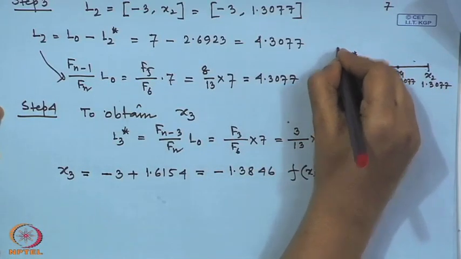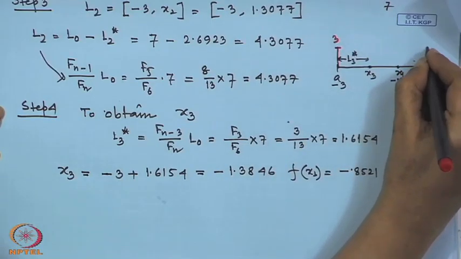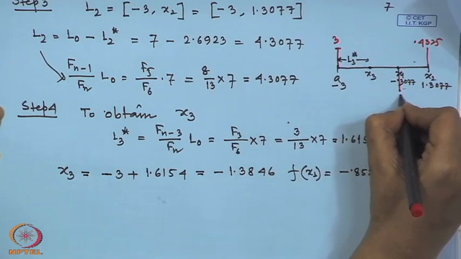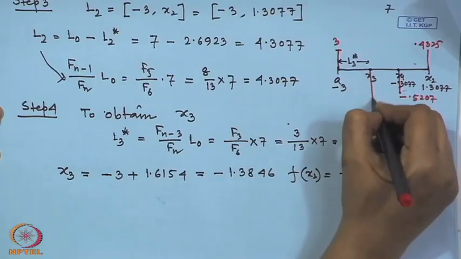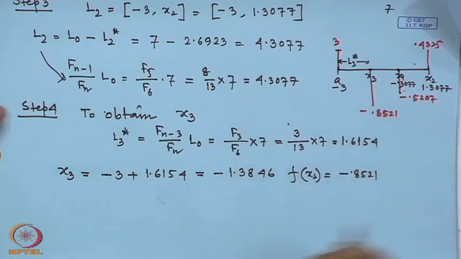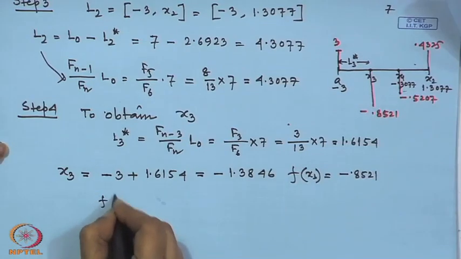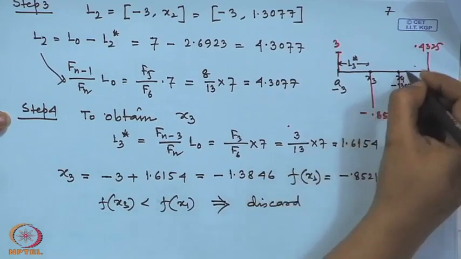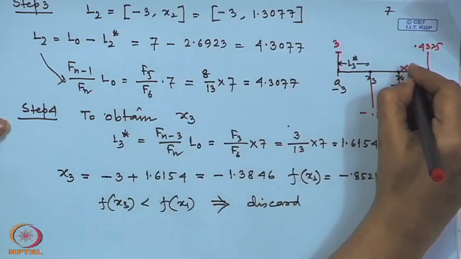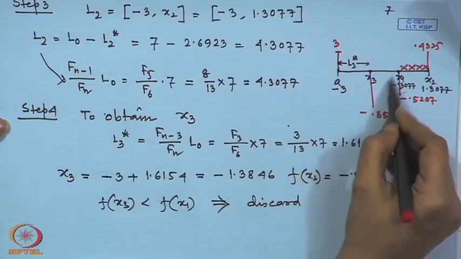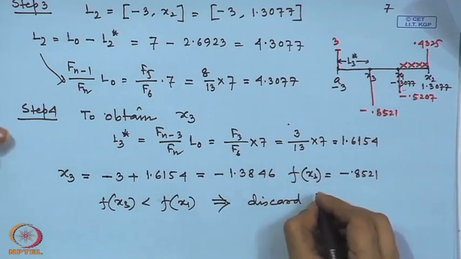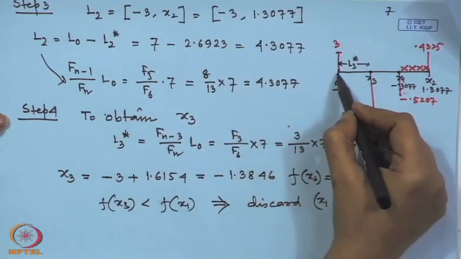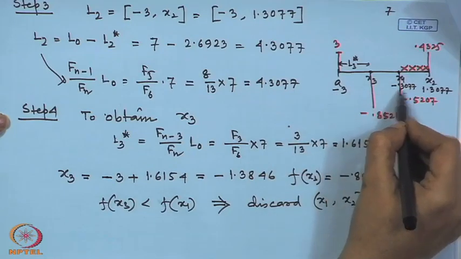Now let us see what is happening in the figure. At point minus 3 the value is coming 3, at point x2 we calculated the value is 0.4325, at point x1 the value is minus 0.5207, at point x3 the value is minus 0.8521. What we see again is that f(x3) is lesser than f(x1). That is why what is my conclusion? Discard this interval, because the minimum cannot lie within this, the minimum should lie within the other interval. That is why discard the interval x1 to x2, and we get the new interval of uncertainty L3 as minus 3 to minus 0.3077.